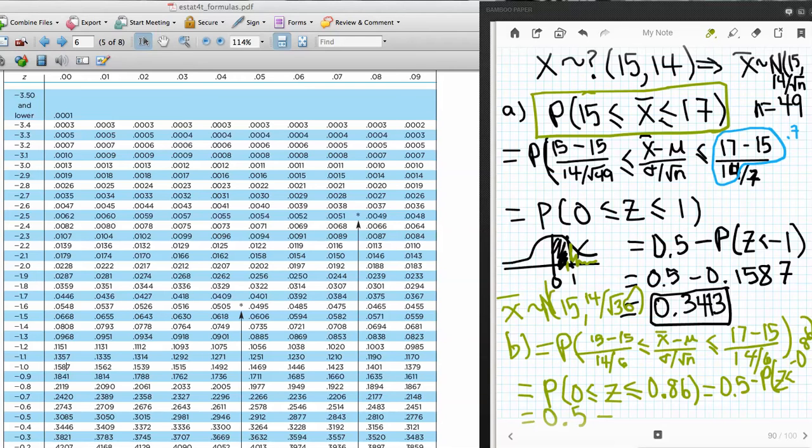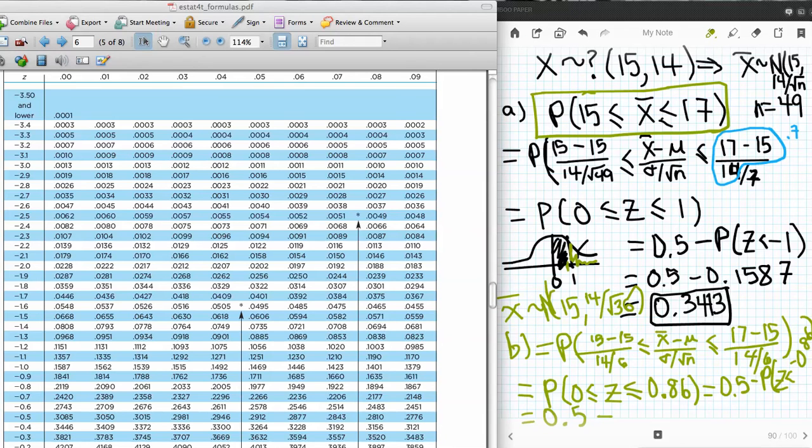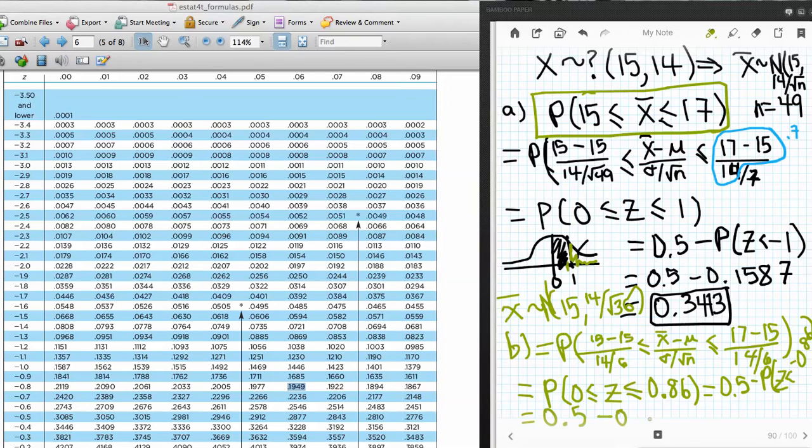So this is 0.5 minus, and 0.86, 0.8, and then 0.6 right here, and we have 0.1949. So 0.5 minus 0.1949 gives us 0.3051.